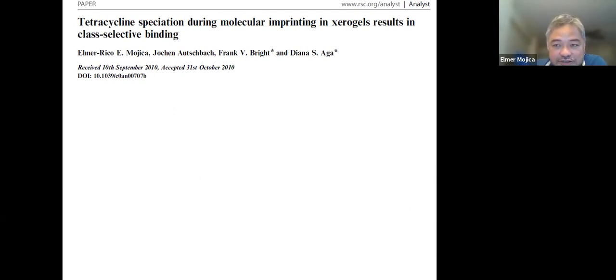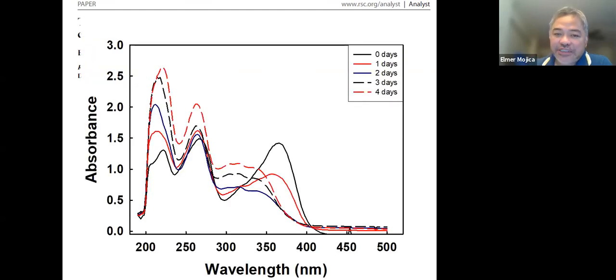The first thing that I did was use absorbance in determining the washing, because when we prepare the sol-gels, which are glass-like materials, we put a lot of tetracycline in them. Then we remove the tetracycline by solvent extraction, hoping that there are imprints of tetracycline that we can use for complex samples like soils and water that contain tetracycline. But we found out that the tetracycline itself is changing when it is being imprinted.